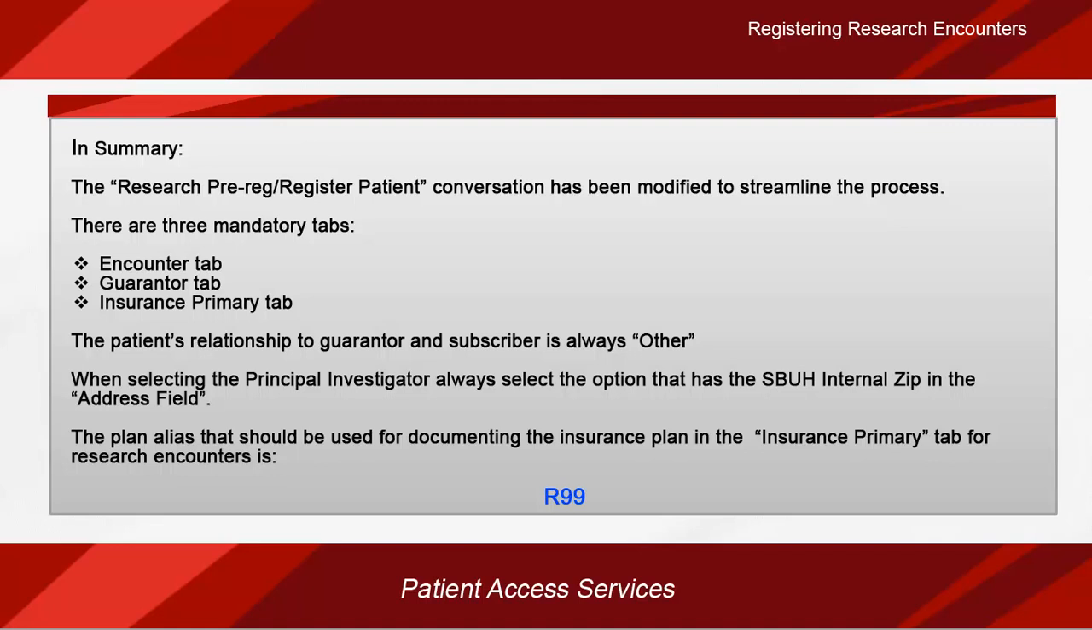In summary, the research pre-reg register patient conversation has been modified to streamline the process. There are 3 mandatory tabs: the Encounter tab, the Guarantor tab, and the Insurance Primary tab. The patient's relationship to Guarantor and Subscriber is always Other. When selecting the Principal Investigator, always select the option that has the SBUH internal zip in the address field.